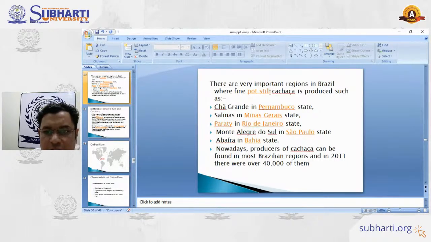They are varieties of region in Brazil where fine pot still is done for cachaça. It's produced in places such as Chá Grande in Pernambuco state, Salinas in Minas Gerais state, Parati in Rio de Janeiro state, Monte Alegre do Sul in São Paulo state, and Abaíra in Bahia state. Nowadays, producers of cachaça can be found in most Brazilian regions. Around 40,000 of them for now.